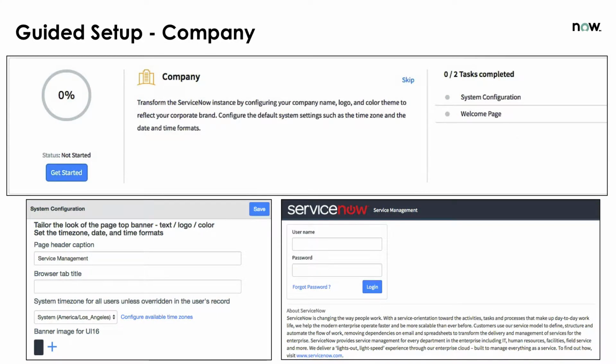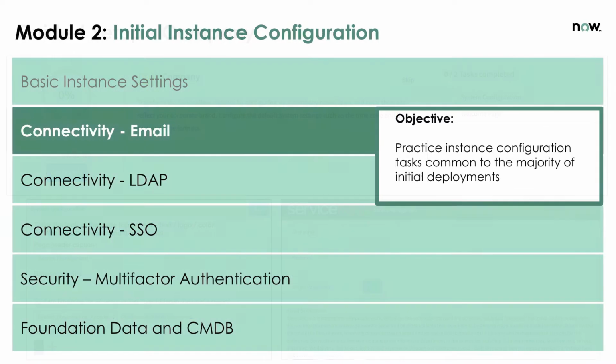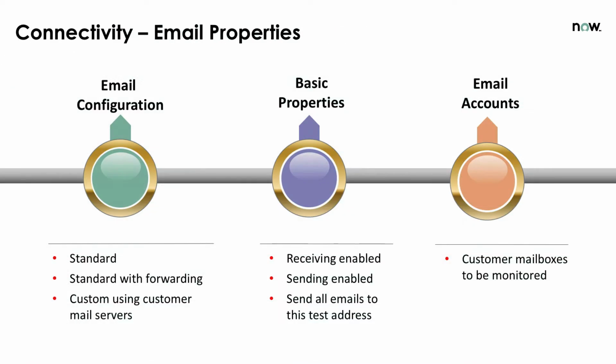We begin here with company configuration, system configuration, and the welcome page. I have seriously slimmed down what we do in the lab related to this. People can read, there's a lot of documentation about that. We go into email as well, following along the guided setup. Email properties, I know that the majority of customers just go with the standard configuration using ServiceNow as their email provider. Just be aware that there are options here.